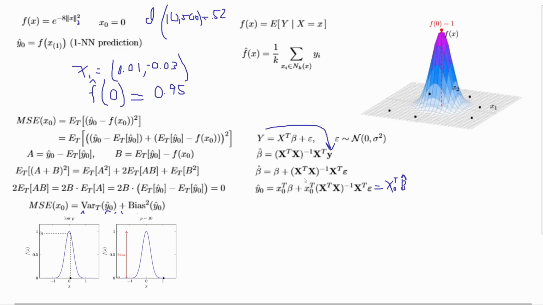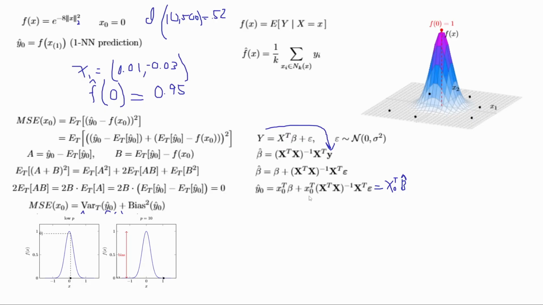Now, that's just plugging this in and we get this expression. So let's read it carefully. Our predicted value is the true value, x0 times the true beta, plus this linear combination of the error terms. So this is a weighted sum of all the noise across the entire training set, not just one point or a neighborhood of points.